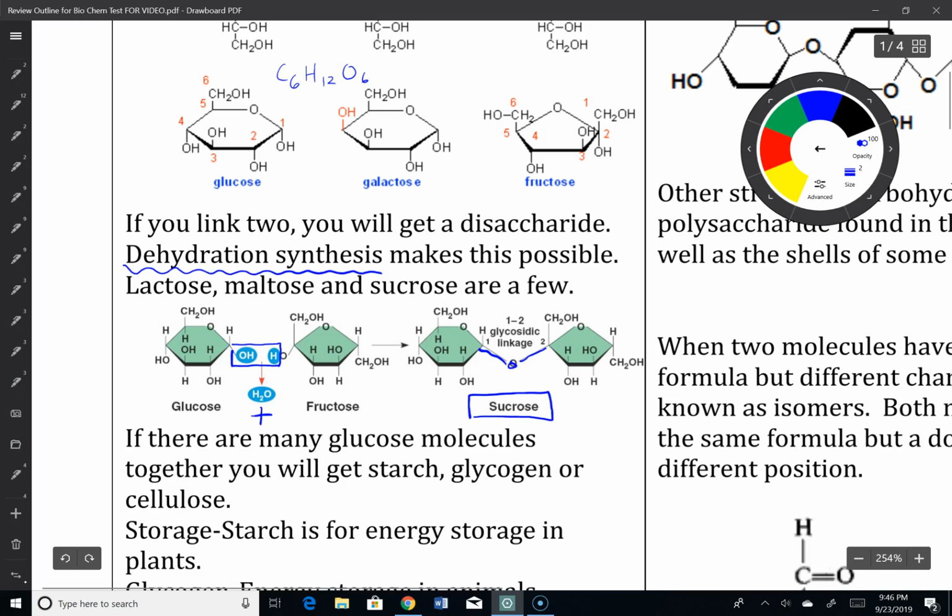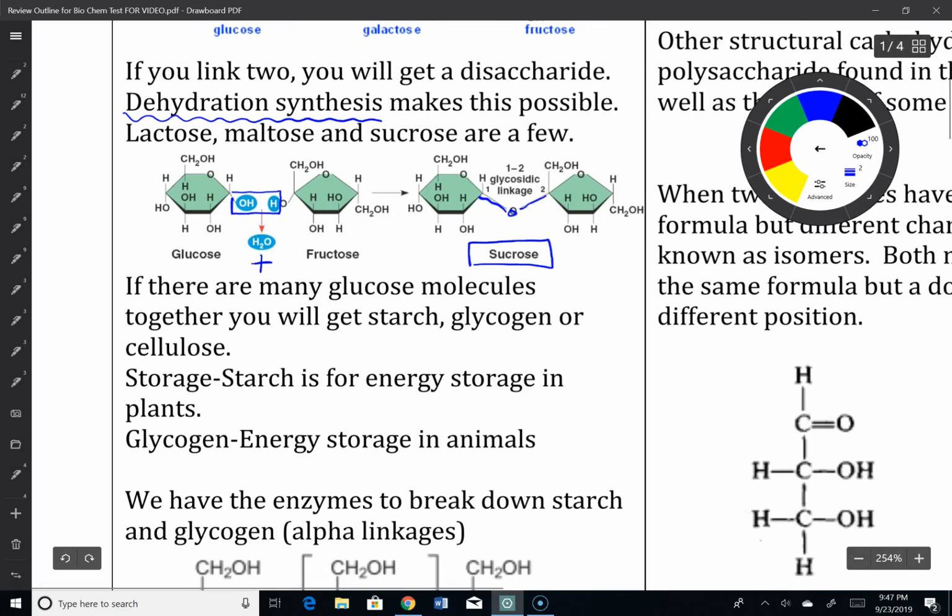We will see this in the creation of all macromolecules, removing the water and adding 2 monomers together, or in the case of lipids, 2 sort of kind of molecules to make one larger one. We are going to talk about starch, which is the storage in plants, glycogen, storage in animals, and cellulose, which is structural in the cell wall of plants.